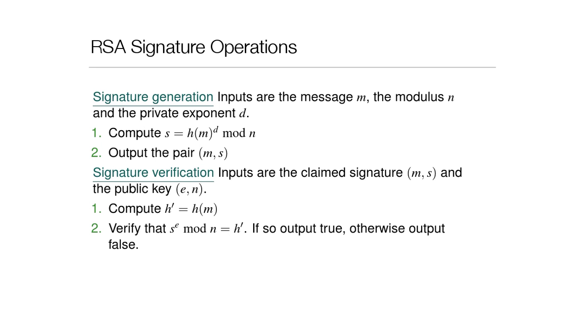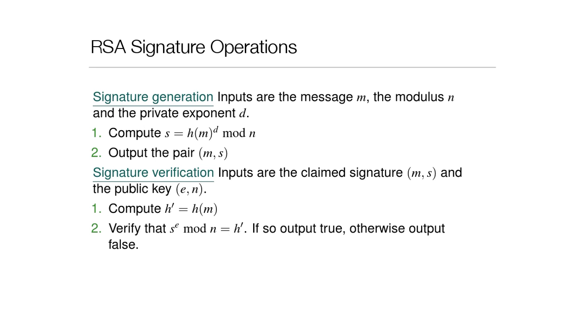S to the power E mod N is computed, and that value is taken. And now we do the comparison between the computed hash value of the message and the value we got from the signature verification. If these two values are the same, then the signature is true. If they are not matching, that means the signature is a false value. That's how signature generation and verification happens in the RSA signature operation.